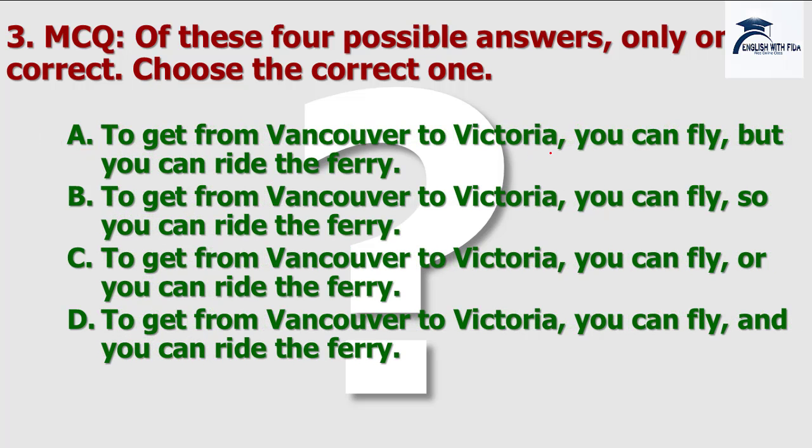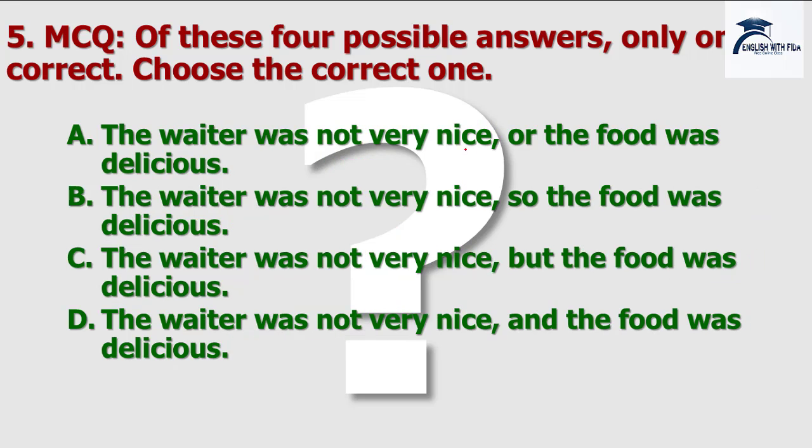To get from Vancouver to Victoria, you can fly, or you can ride the ferry. You can use a ferry, you can fly, or it means you have an option. The waiter was not very nice, or the food was delicious. So or cannot be used over here. So this is the opposite contrast, because but is used to show contrast. The waiter was not very nice, but the food was very delicious. Option C. Students, keep in mind, or shows option, so shows results, but shows contrast, and shows addition.